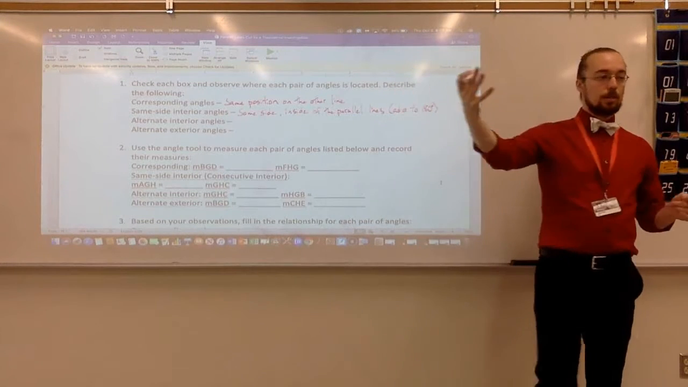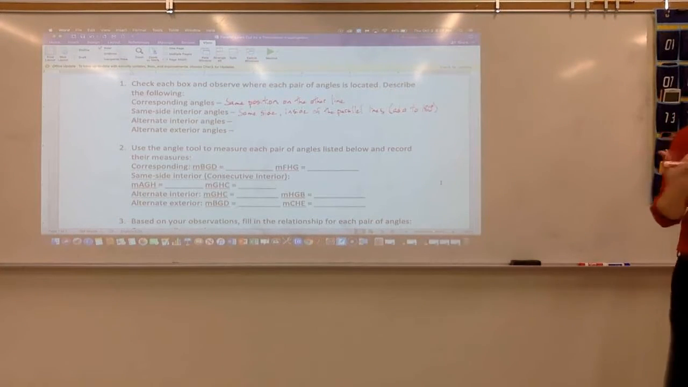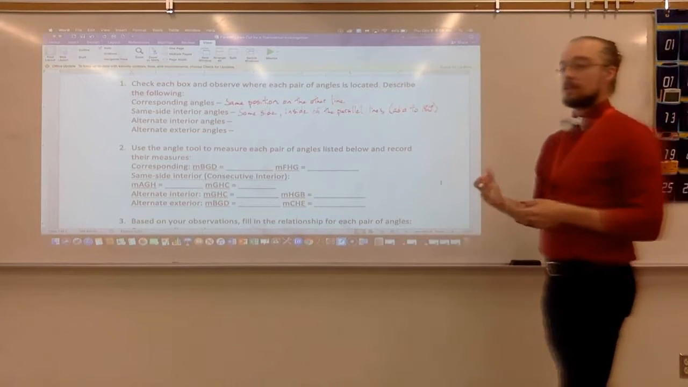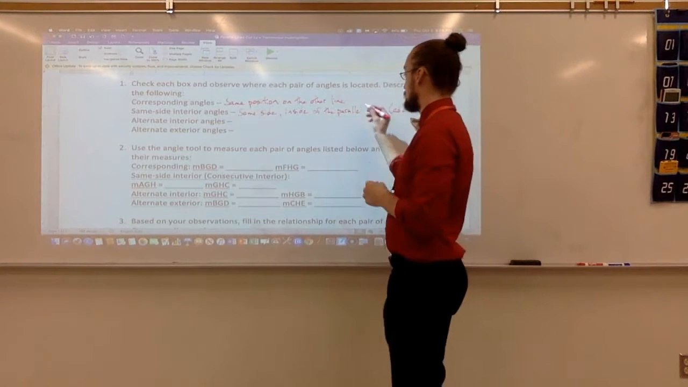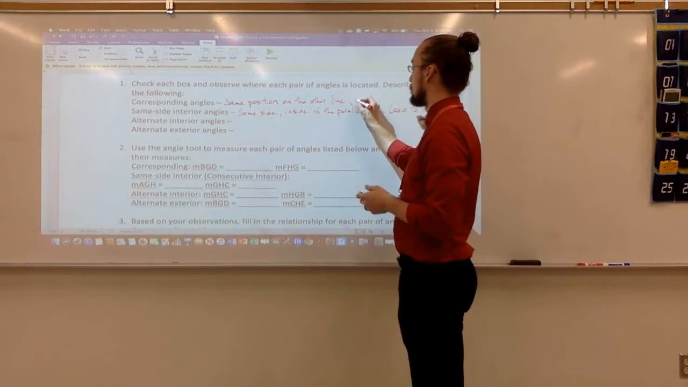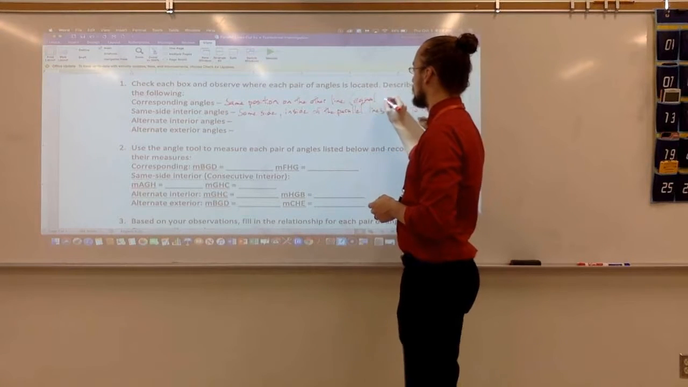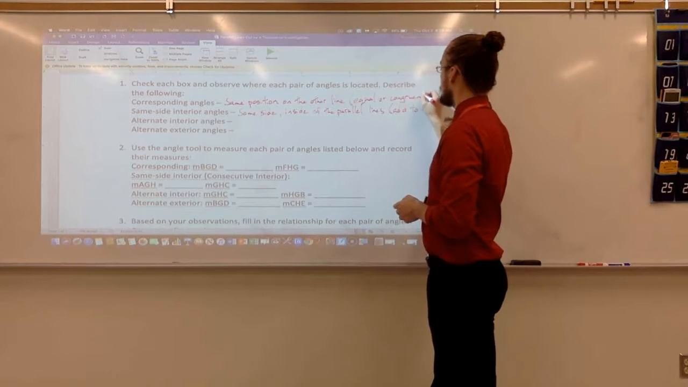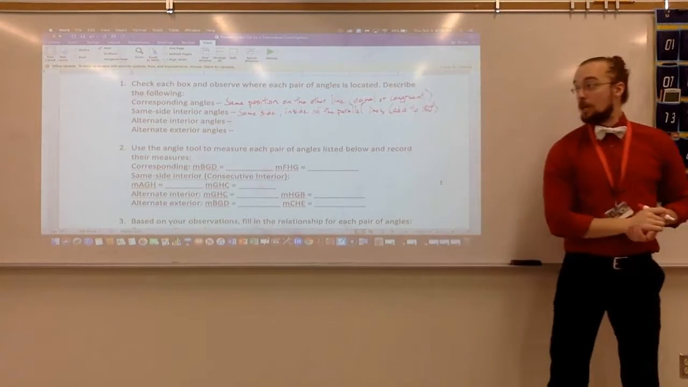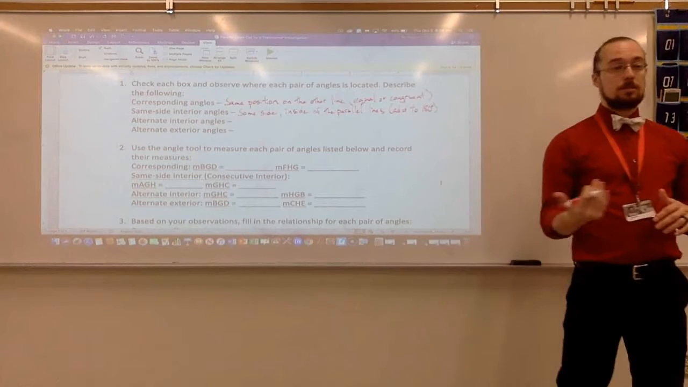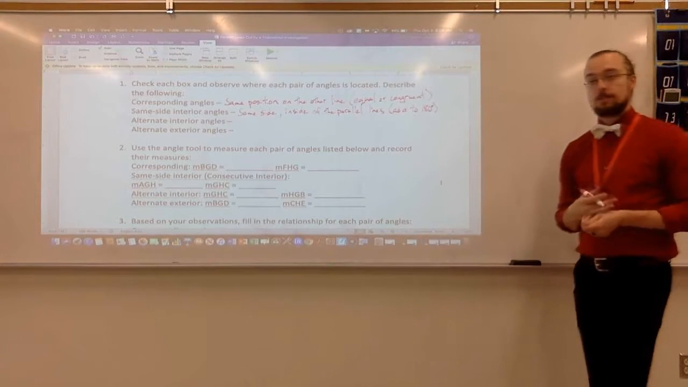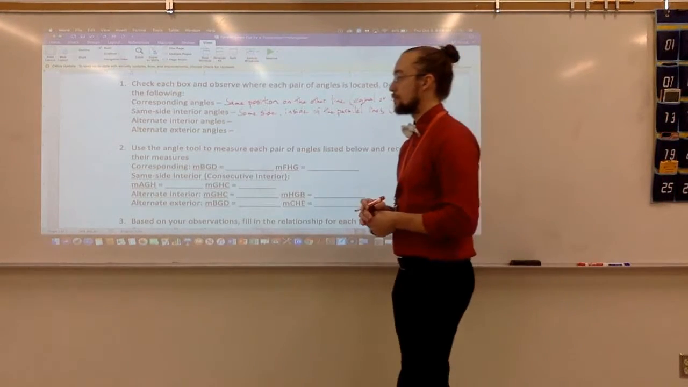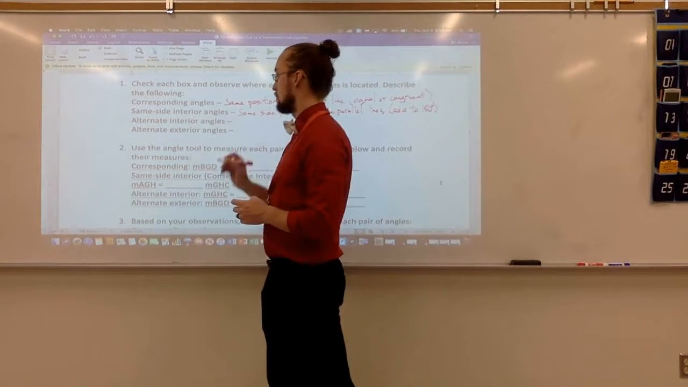What was the relationship between the corresponding angles? They're the same, right? They're equal or congruent. So we can say they have equal measures, or the angles are congruent. How about alternate interior? They have the same angle on opposite sides, and they're.